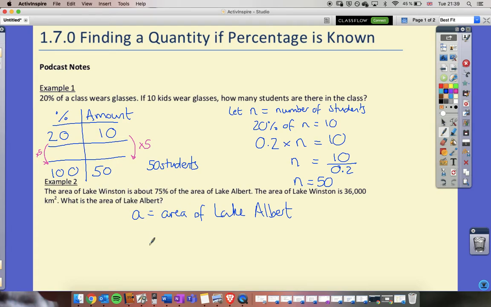So Lake Winston is 75%. We could do that as a fraction or as a decimal. I think for the purpose of this video we'll stick with decimals. So to find 75%, we'd do 0.75 times the area of Lake Albert, and we would have got 36,000 kilometers squared. So to find the original, we're going to have to undo this. We're going to have to divide.